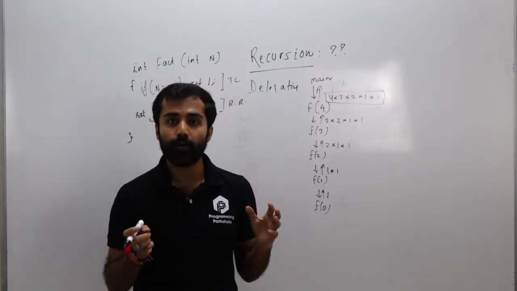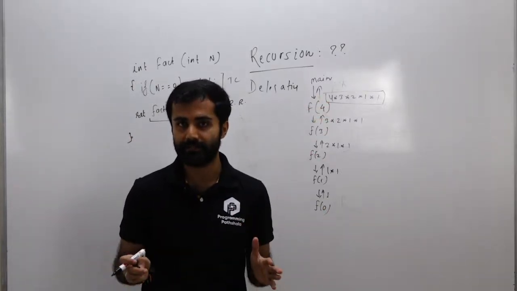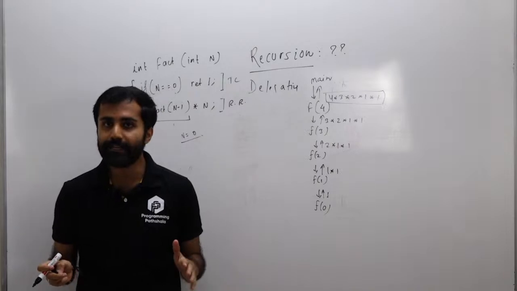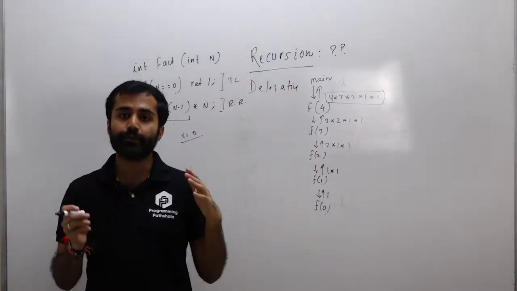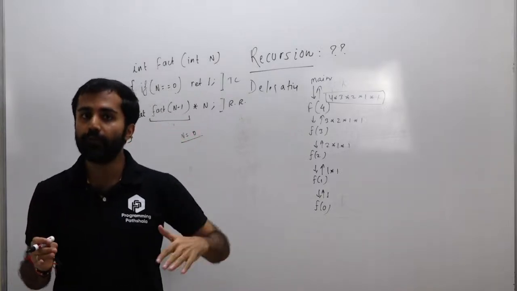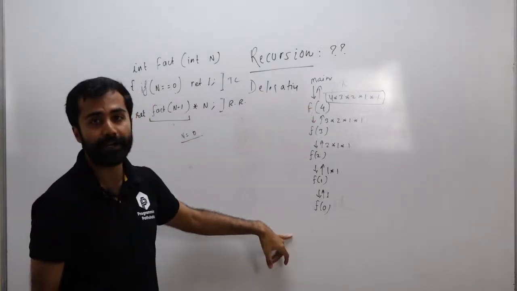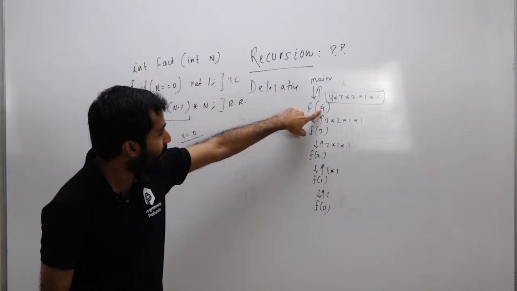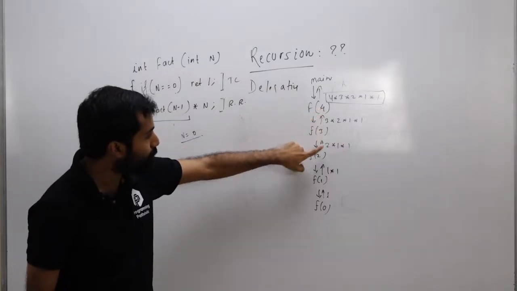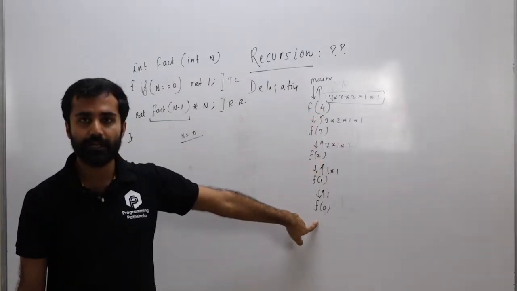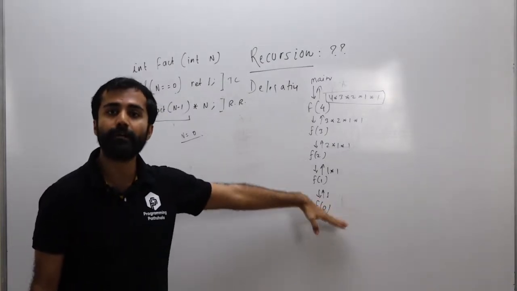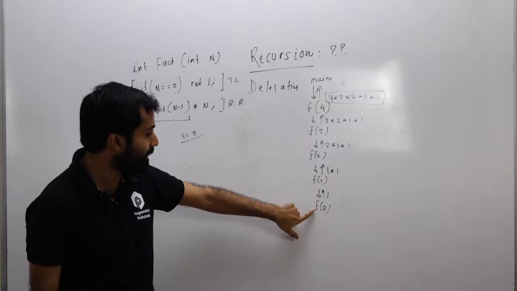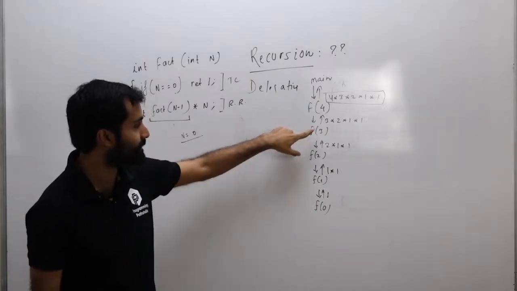So this is how control flow happens in recursion. There is a function which calls another function, which calls another function, which calls another function. So the call flow happens from top to bottom. You go from n to n minus 1 to n minus 2 all the way till 0. But how does the return happen? Return happens from bottom to top. You first eliminate this, then this, then this, then this, then this.